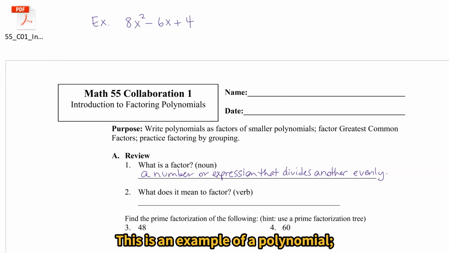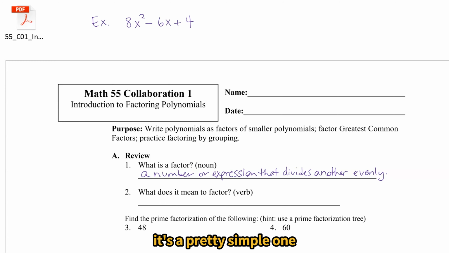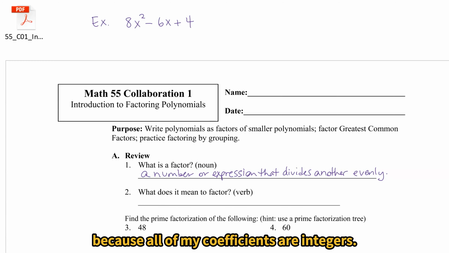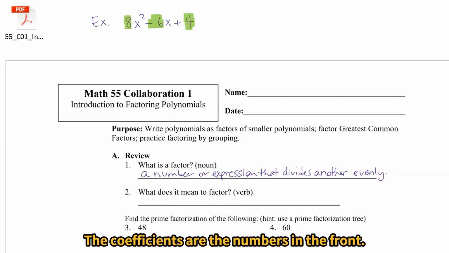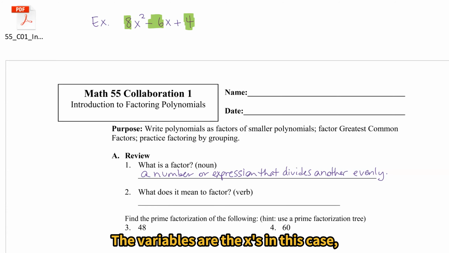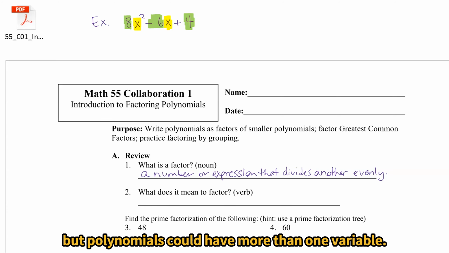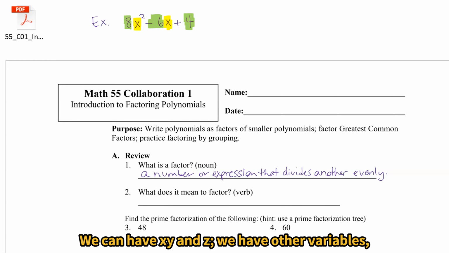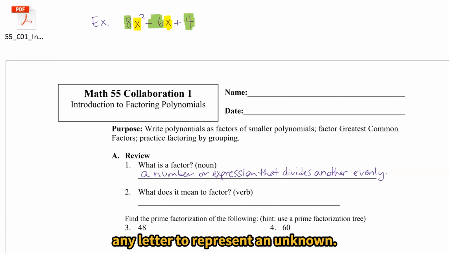This is an example of a polynomial. It's a pretty simple one because all of my coefficients are integers. The coefficients are the numbers in the front. The variables are the x's in this case, but polynomials could have more than one variable. We could have x, y, and z. We could have other variables, any letter to represent an unknown.